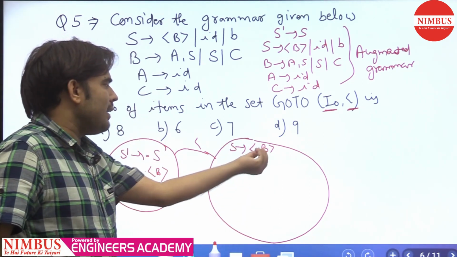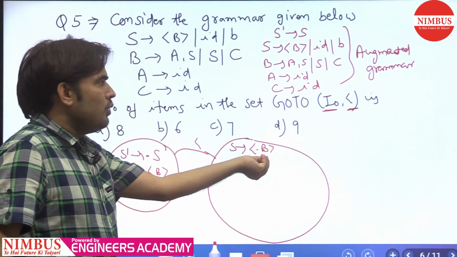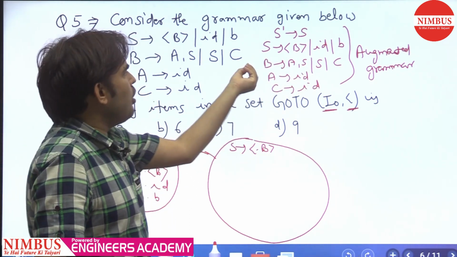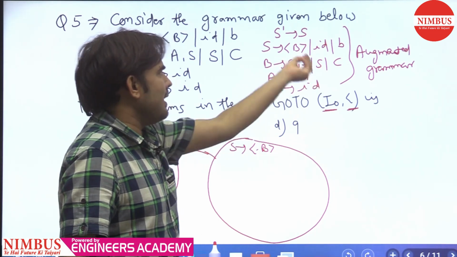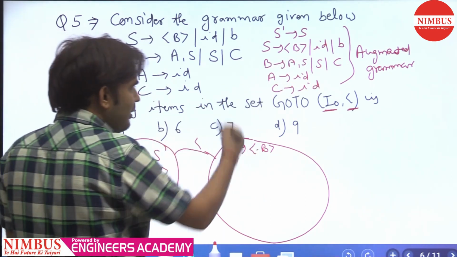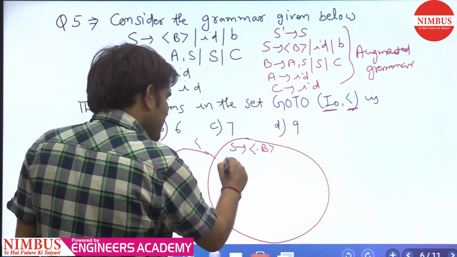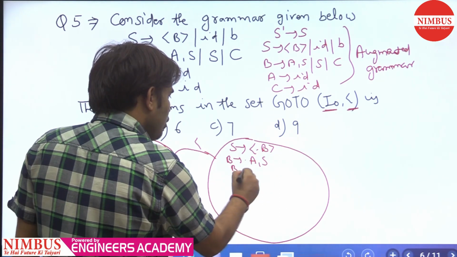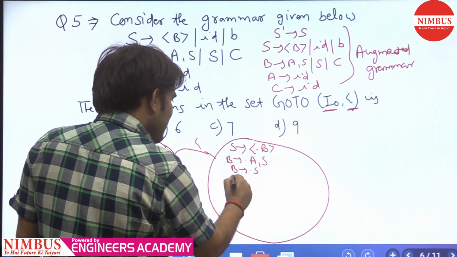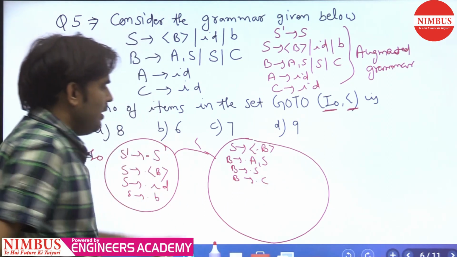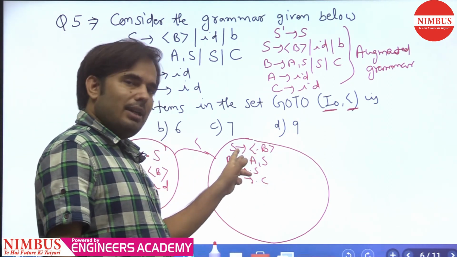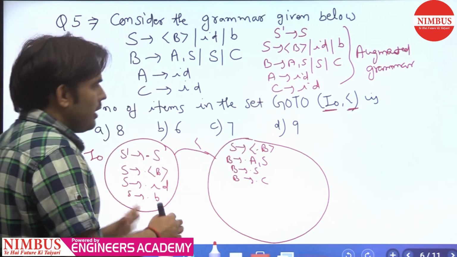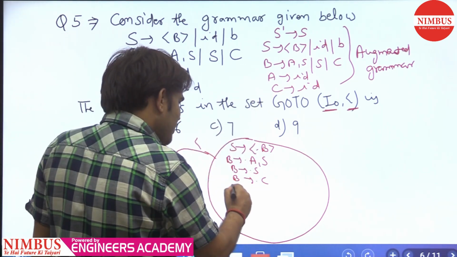So here we are getting dot in front of B, so we need to write all the productions of B which start from B from the augmented grammar by putting dot. So B tends to dot A comma S, B tends to dot S, B tends to dot C. Okay, so here dot is in front of A, so we need to write all the productions which start from A. So A tends to what?